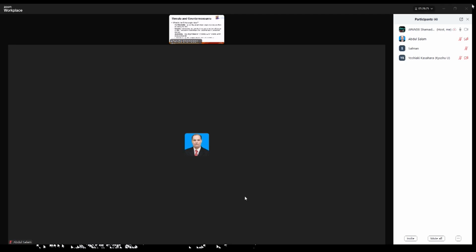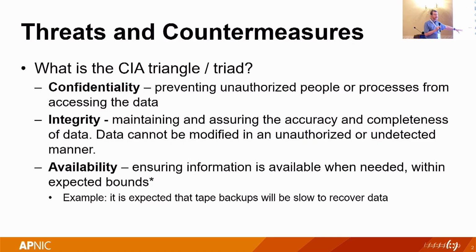So there's no way that your backups will always be 100% online accessible all the time. And that's the expected bounds. It doesn't mean that your tape backups are a failure of availability, as long as you know what the expected time frame for them is.